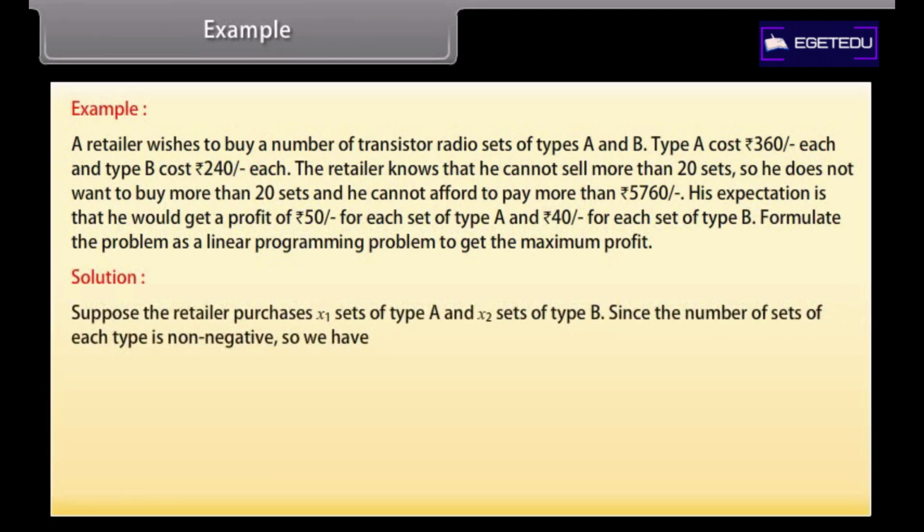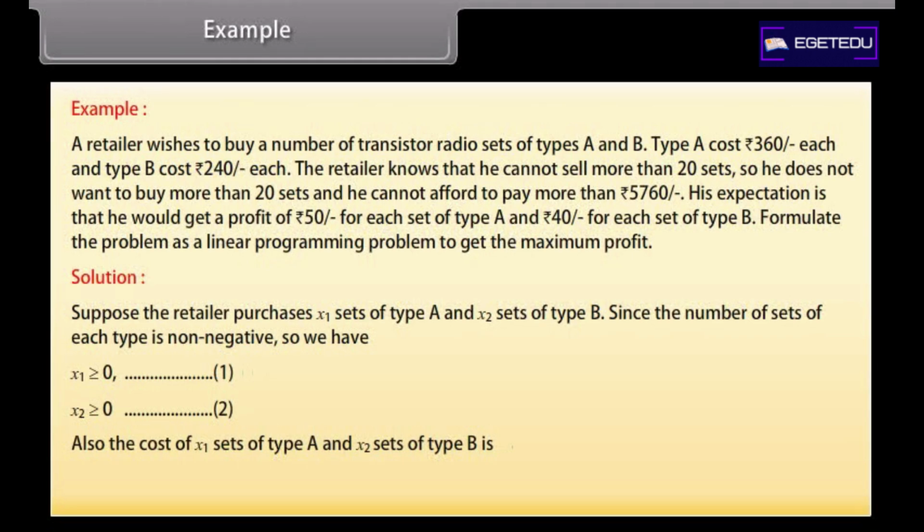Solution: suppose the retailer purchases X1 sets of type A and X2 sets of type B. Since the number of sets of each type is non-negative, so we have X1 is greater than or equal to 0, mark it as 1. X2 is greater than or equal to 0, mark it as 2. Also, the cost of X1 sets of type A and X2 sets of type B is 360 X1 plus 240 X2, and it should be equal to or less than rupees 5,760.